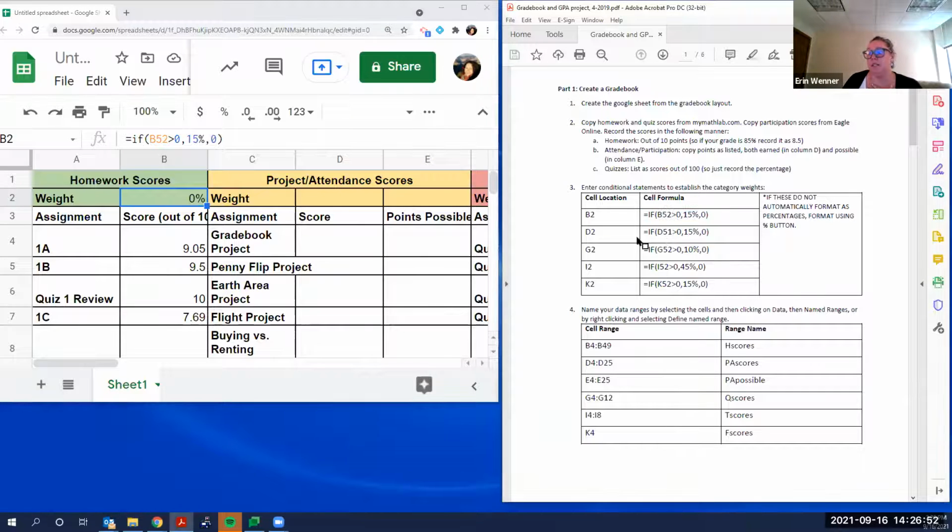Then you're going to move along to D2. Again, here it's going if D51.